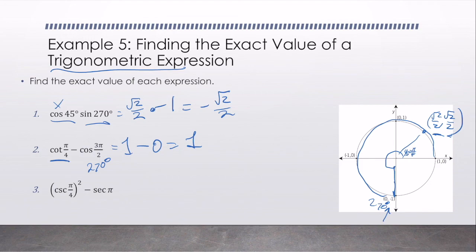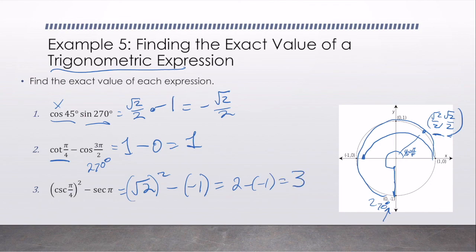Next, I have the cosecant of pi over 4 squared, which was square root of 2 squared, minus my secant of pi. Well, here's 180 degrees. Secant is 1 over x. X is negative 1, so I've got minus a negative 1. So I have 2 minus a negative 1, which is 3. So that's where we find the exact value of trigonometric expressions.